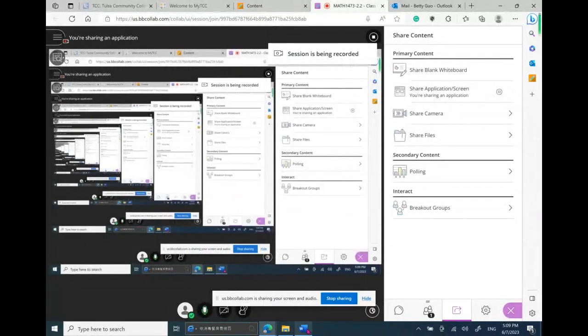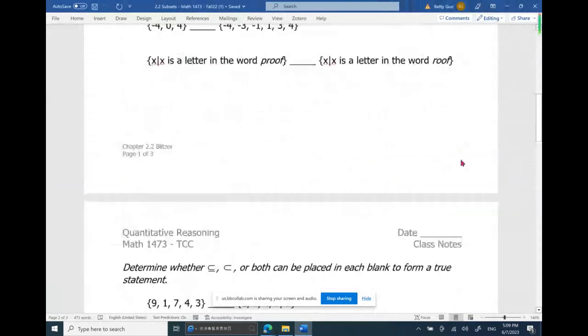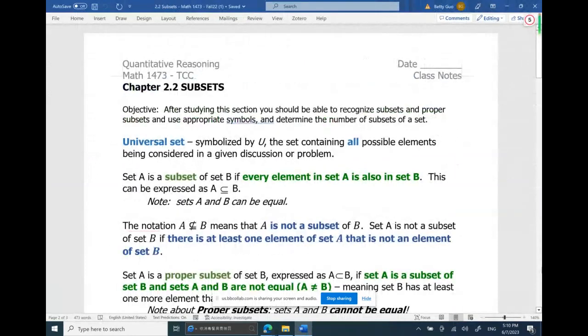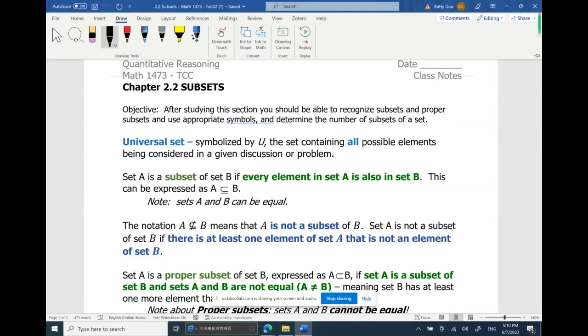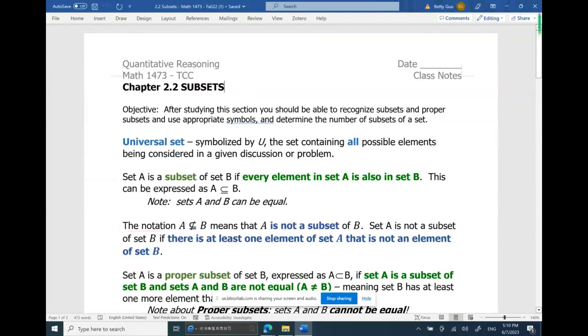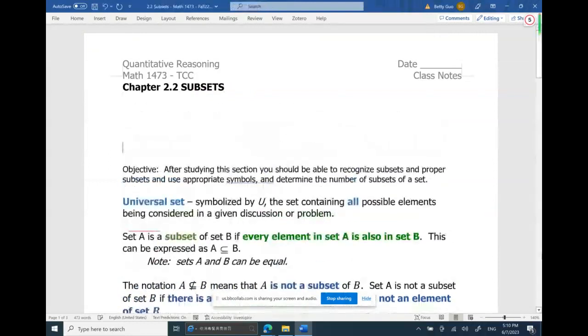Hello class. In this video, we talk about subsets. Two important symbols. Let's say we have two sets, A and B. If we have this notation, connect the two sets, then we say set A is a subset of set B.